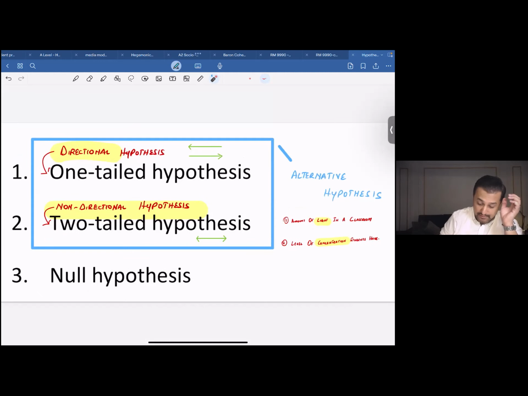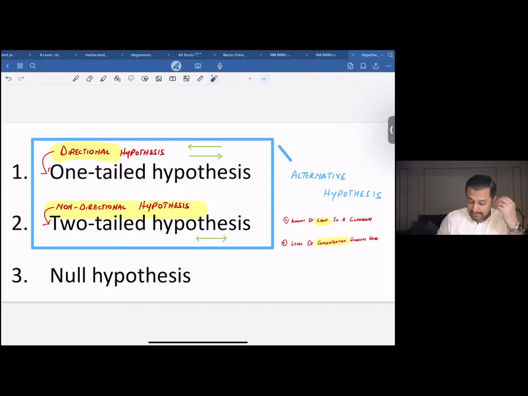The third hypothesis that we need to know is a null hypothesis that I spoke about right at the beginning. An example of a null hypothesis would be: the amount of light in a classroom would not affect the concentration level of students, or there's no relationship between the amount of light in the classroom and the concentration level of students. You're nullifying the relationship between them. Or you could further say, if there's any change, the change would be too trivial or too small. Or you could even say, if there's any change, the change would be mere coincidental change, right?